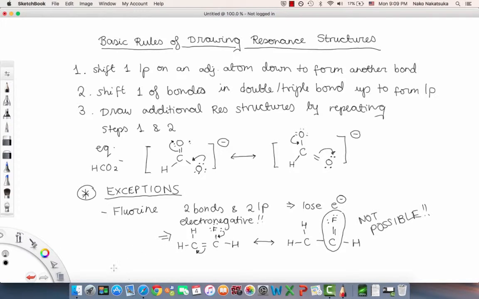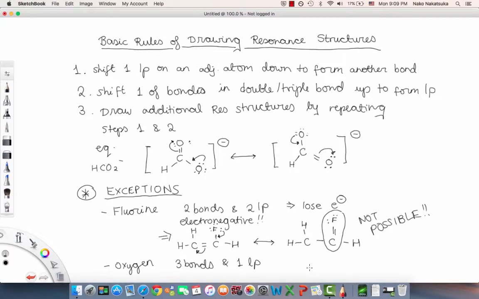Another exception to the rule is oxygen. Oxygen is very unlikely to make 3 bonds and 1 lone pair, because in that case, it would have to lose an electron. And oxygen is the second most electronegative element. So you can see the trends, right? Fluorine is the most electronegative, oxygen is the second most electronegative, and thus both of these guys don't want to lose any electrons and create the resonance structures.